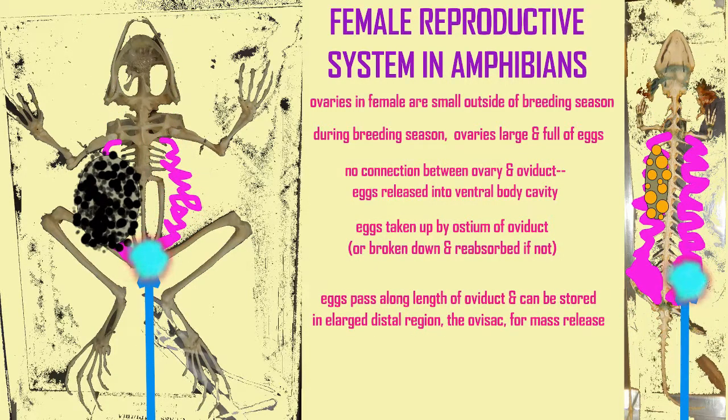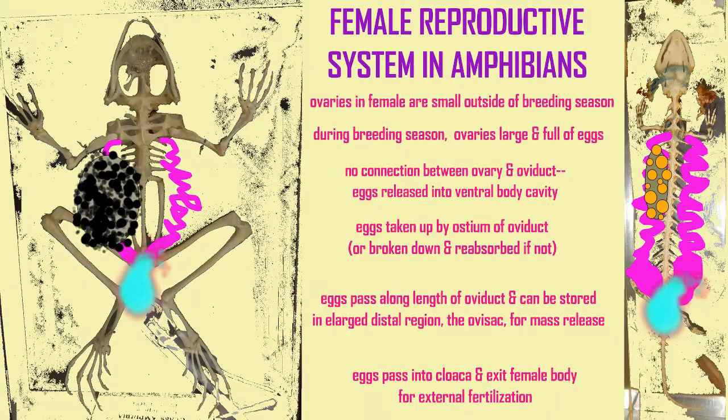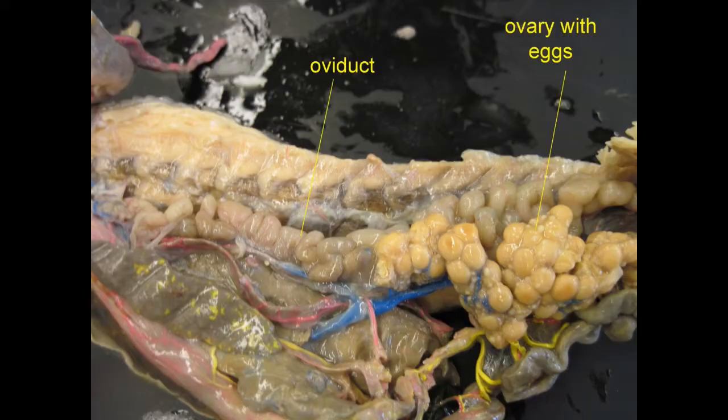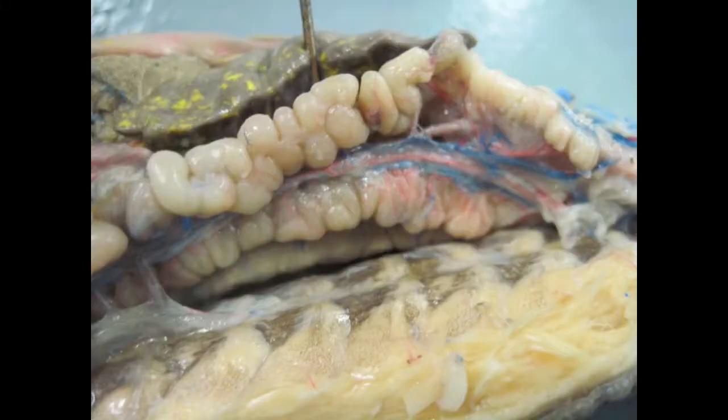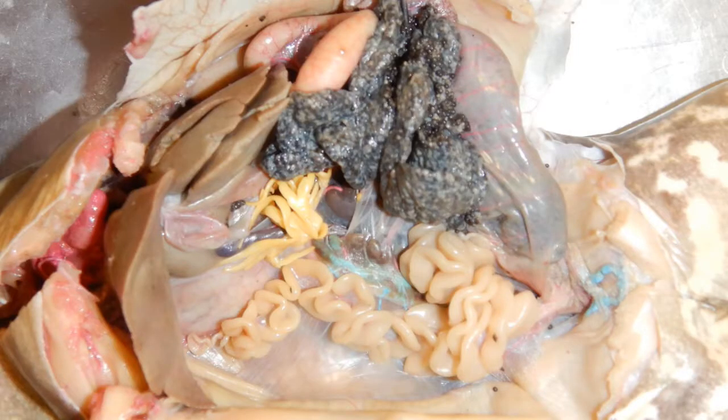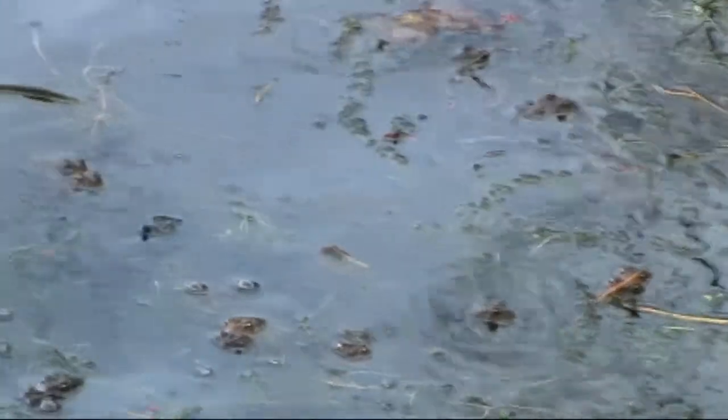The unfertilized eggs pass along the length of the oviduct, and the distal end of the oviduct can be enlarged depending on the species, forming an ovisac, where eggs can be stored until their release. The ovisac, the distal end of the oviduct, empties separately into the cloaca, which is the common opening for the urinary, digestive, and reproductive systems.